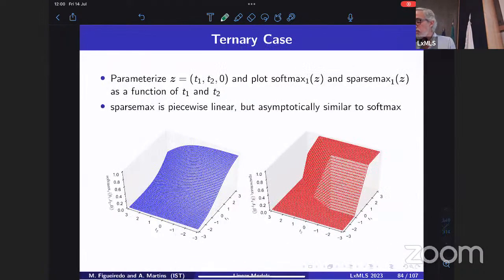You can also do it for three classes. You can make one of the classes score zero, the other two are T1 and T2. You see, it's always a piecewise linear function, it's a piecewise planar kind of function, okay?